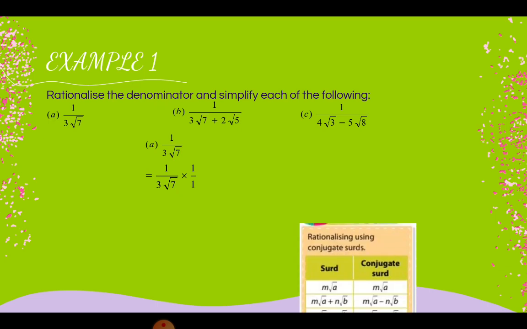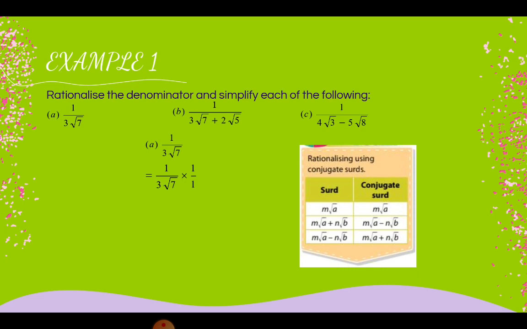So first of all, let's look at which case this question belongs to. As we can see, this is the case for the first one, because it just involves 1 over m surd a. So when we talk about the first case, we need to multiply with the conjugate surd, which is m surd a also. So what we are going to do is multiply this with 3 surd 7.